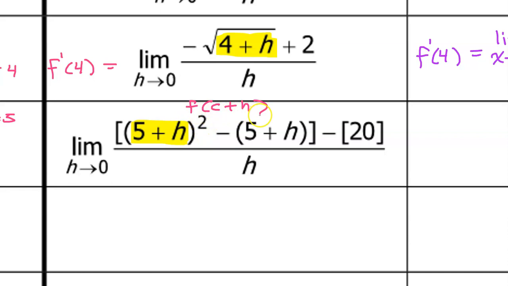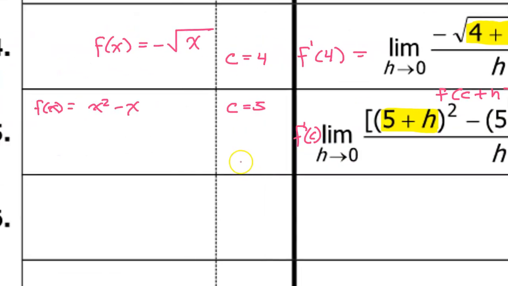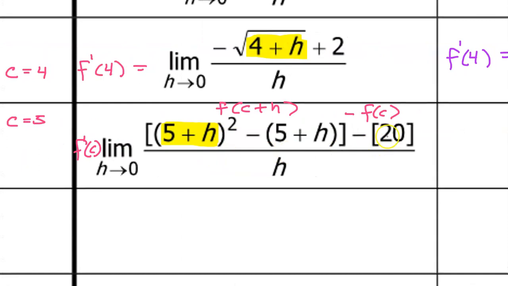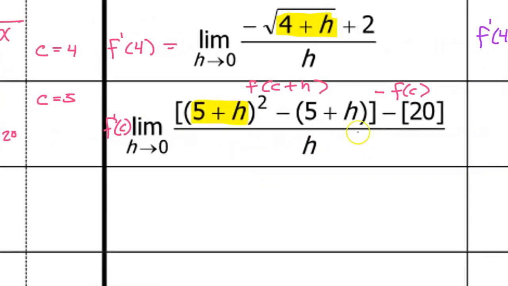So we have f at c plus h. To be absolutely sure that this is the derivative f prime at c, we need to check and see where this 20 is coming from, because it should be f at c. So let's check it out. Let's do f at c, which would be f at 5, which would be 5 squared minus 5. Well, that's 25 minus 5, so that is 20. And that's exactly what we see here. So now we know that this limit is really the long way of expressing f prime at c.